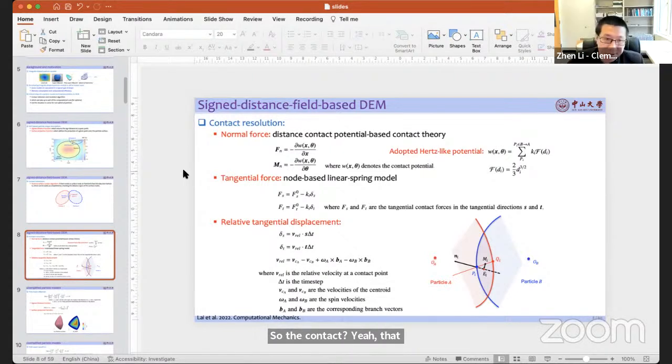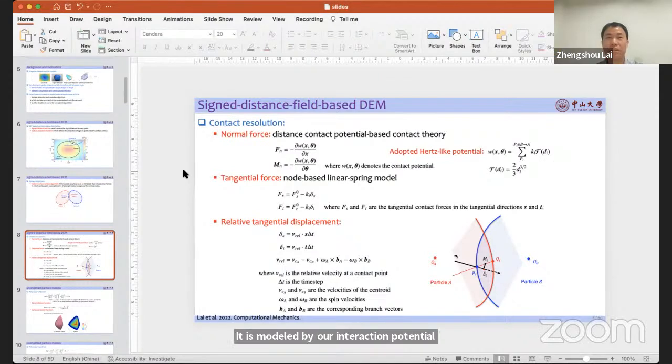Okay, understood. This is modeled, right? This is not directly calculated from the particle positions. It's modeled by interaction potential, right? So it is not defined manually. It is evaluated from the contact potential.